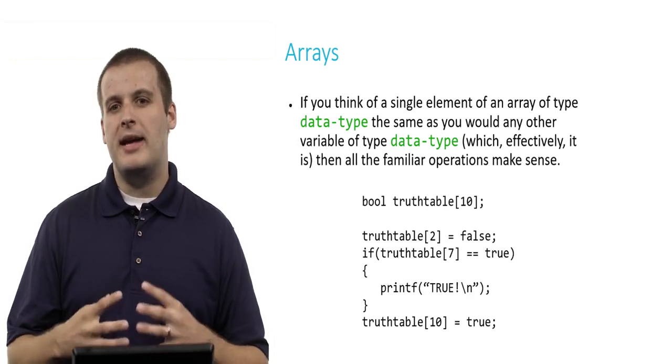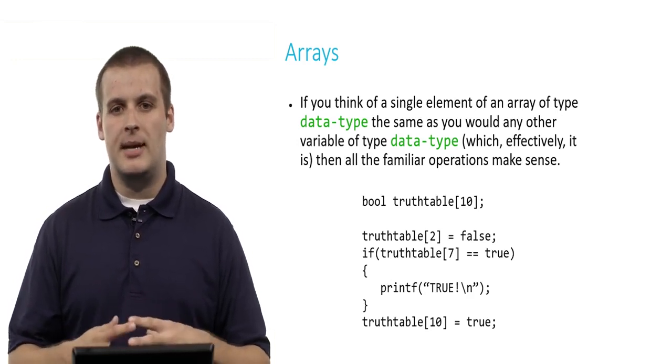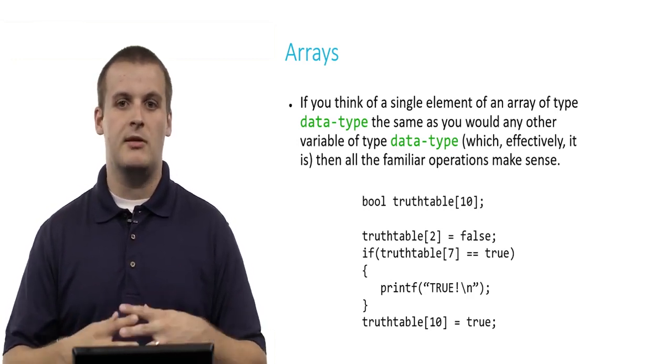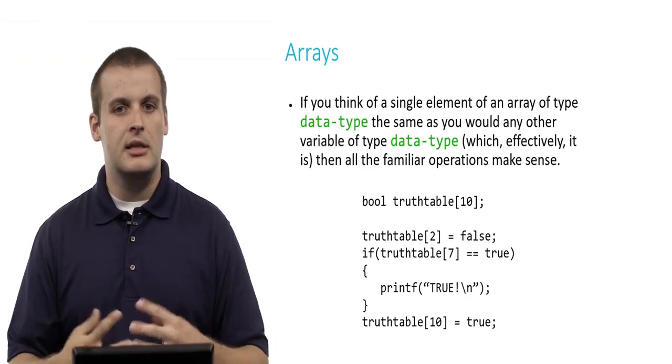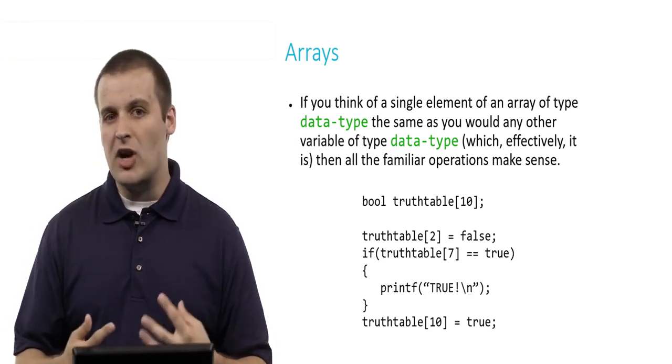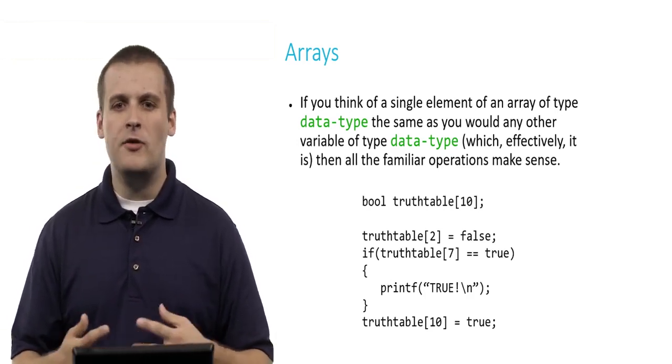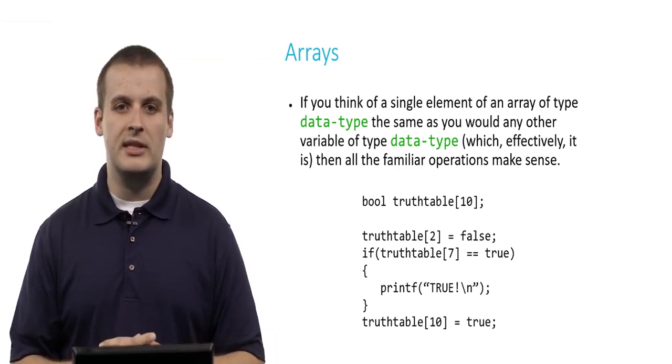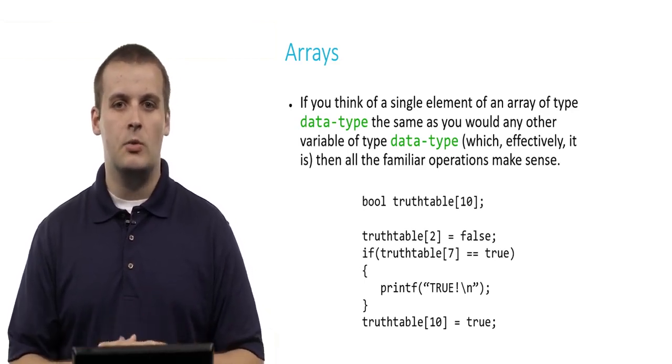If you think of every element of an array of type data type, so for example, a single element of an array of type int, the same way you would think of any other variable of type int, all the familiar operations that we discussed previously in the operations video will make sense.